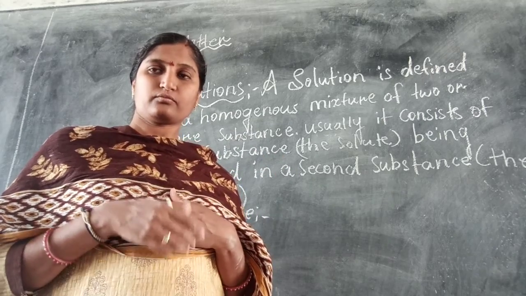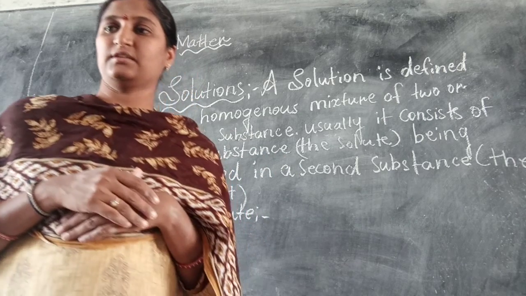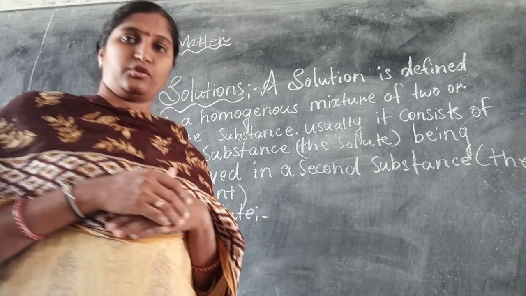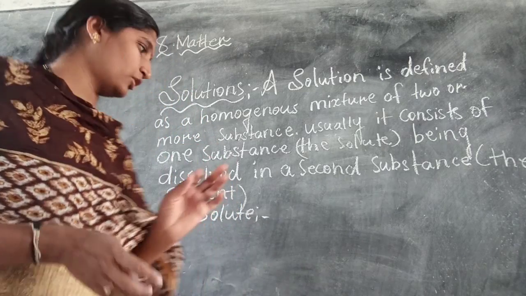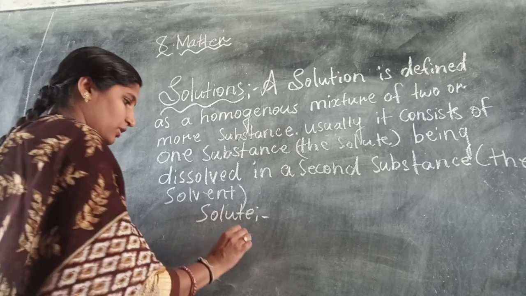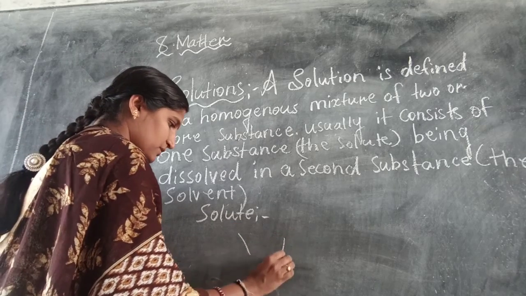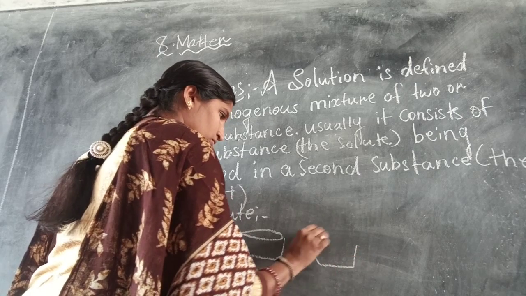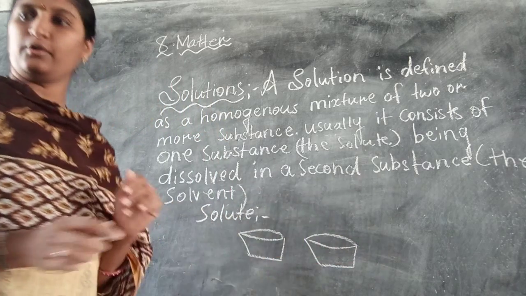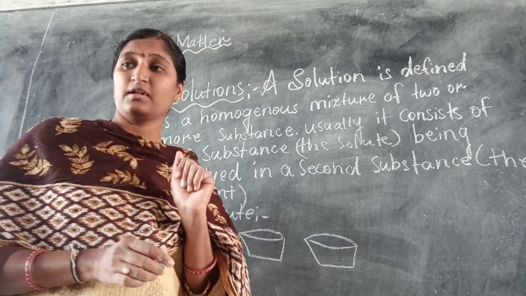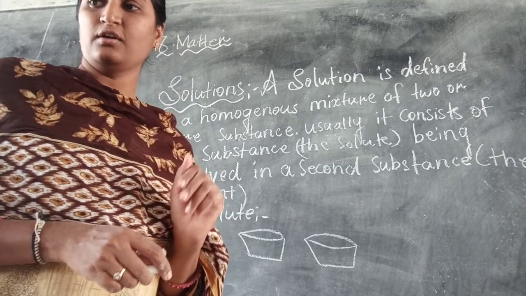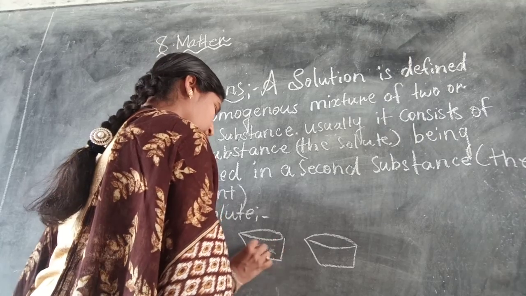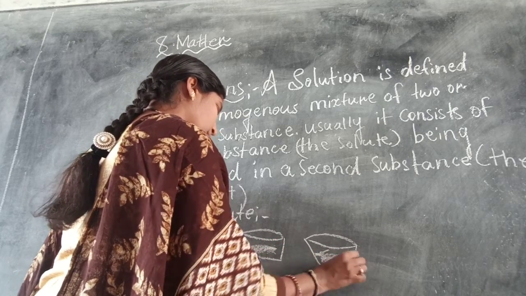Next, procedure. How to do this? First, in separate cups, measure 2 samples of salt that weigh 5 gram each. So what you have to do? First you have to collect 2 cups. After collecting 2 cups, you have to measure 2 samples of salt that weigh 5 gram each. In the 2 cups you have to collect salt.